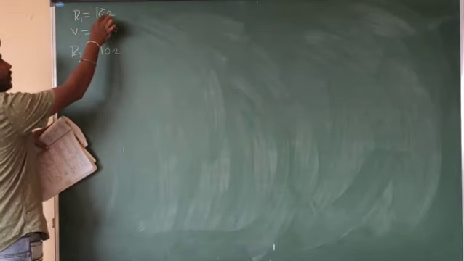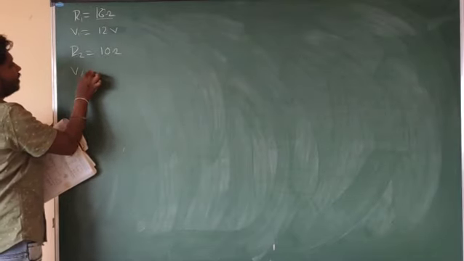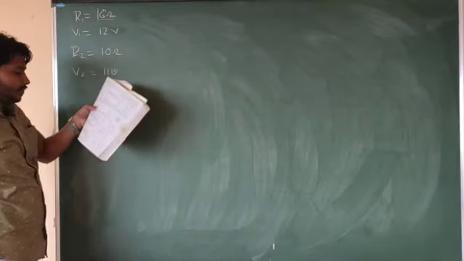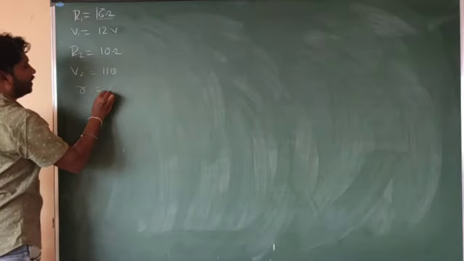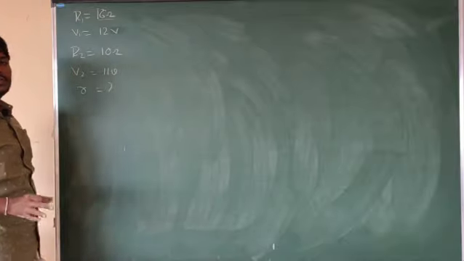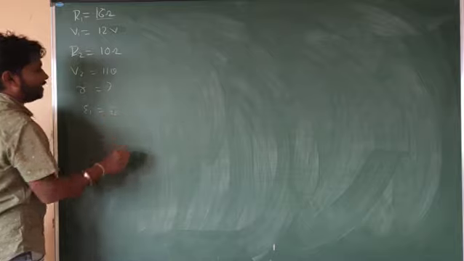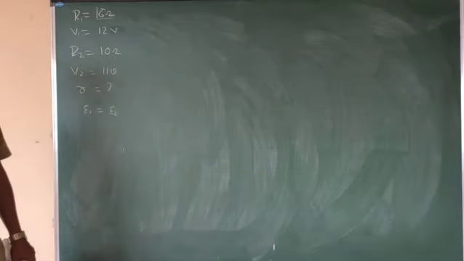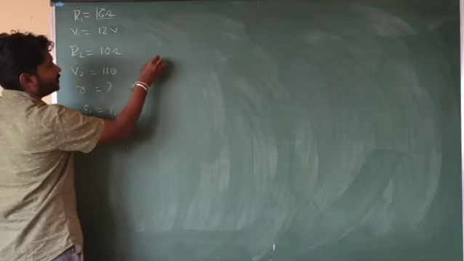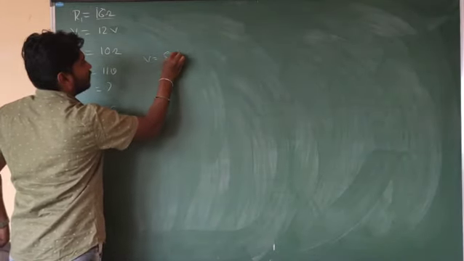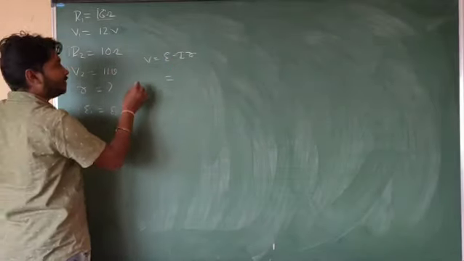So for 16 ohm, the terminal potential difference is 12 volt. For the 10 ohm, the terminal potential difference is 11 volt. Then the internal resistance of the battery in ohm is, so which thing do I need to find out here? The internal resistance. They mention the same battery, so E1 is equal to E2, the same cell. From the general formula, V is equal to E minus I into R.